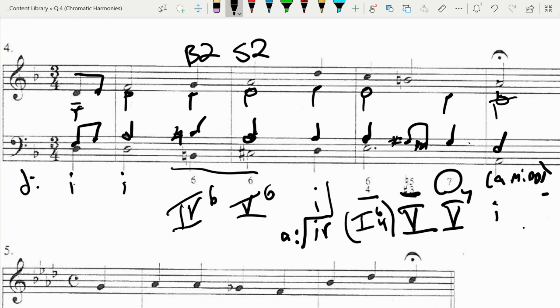And here's the pivot chord. It's the 1 in the old key, but the 4 in the new key. And now we're in A minor. We've cadenced now clearly in the new key. And then it could continue on in A minor after that point. Okay?